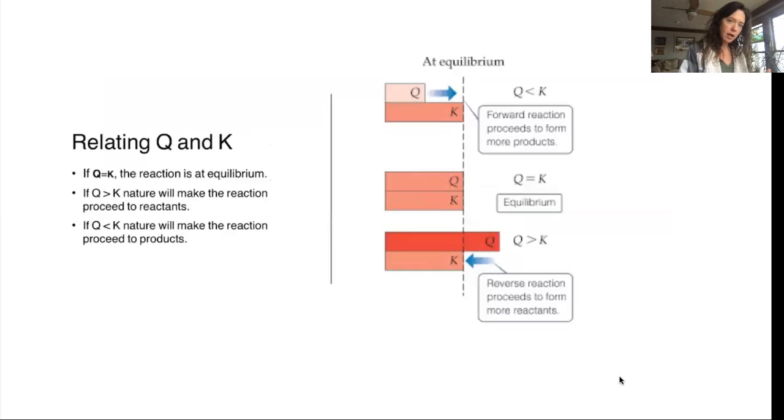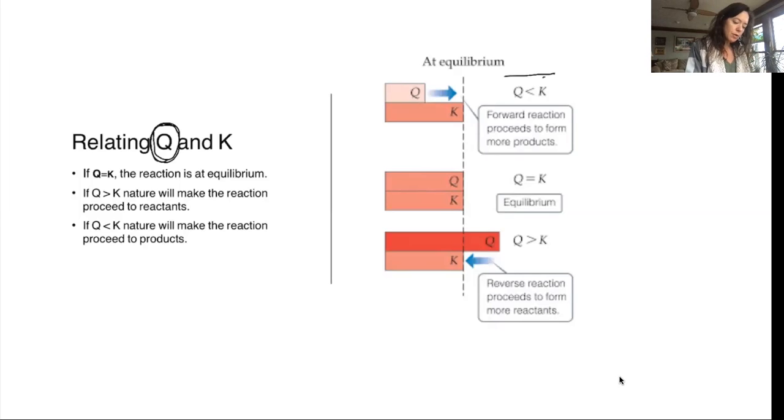So let's look at some relationships between Q and K. Hopefully you've already figured some of this stuff out. We solve for Q when we do not know if we are at equilibrium or not. That's when we have an original set of conditions where we have reactants and products and we don't know which direction the system is going to proceed. So we solve for Q the same way we solve for K.